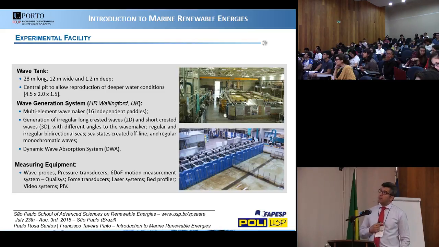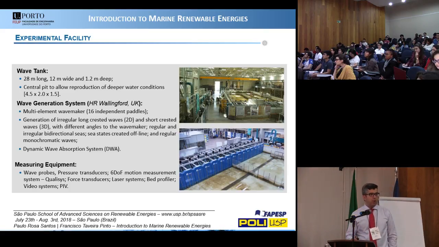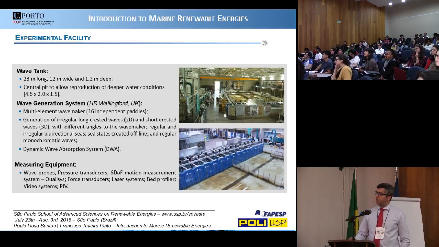And here you can see the characteristics of our wave generation system. It's a multi-element wave maker with 16 independent paddles, so we can create regular and irregular wave conditions. So we are able to simulate in our wave basin the characteristics of the sea. So we can test the technologies before applying them in the sea. That's the main use of this kind of facilities.